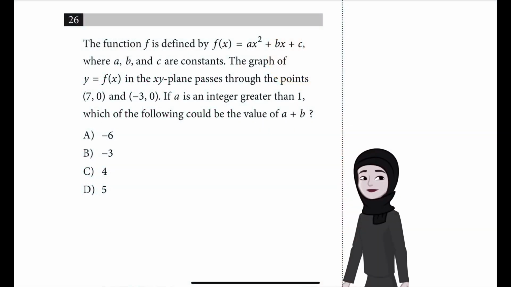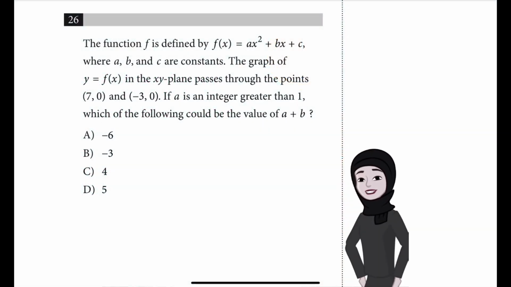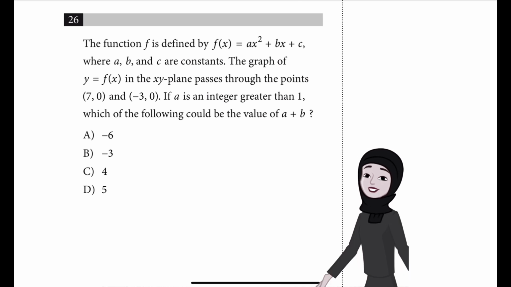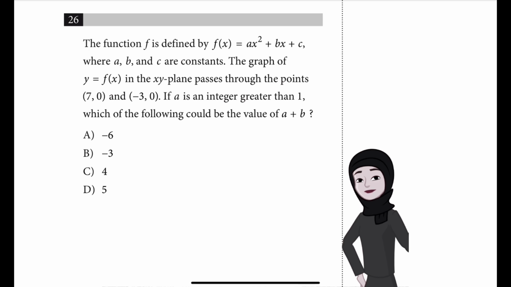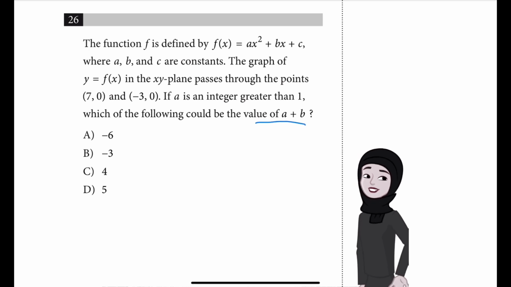So now moving on to question number 26. The function f is defined by f of x is equal to ax squared plus bx plus c, where a, b and c are constants. The graph of y is equal to f of x in the xy-plane passes through the points (7, 0) and (-3, 0). If a is an integer greater than 1, which of the following could be the value of a plus b?